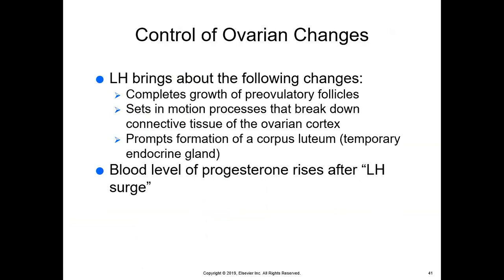So, control of ovarian changes. The LH, which is from the anterior pituitary, brings about the following changes. It completes the growth of the pre-ovulatory follicles, sets in motion processes that break down connective tissue of the ovarian cortex, and prompts formation of the corpus luteum, which is a temporary endocrine gland. An endocrine gland does not have any ducts. So once the corpus luteum starts producing progesterone and estrogen, it's considered an endocrine gland. It releases substances into the blood. So blood levels of progesterone rise after the LH surge.